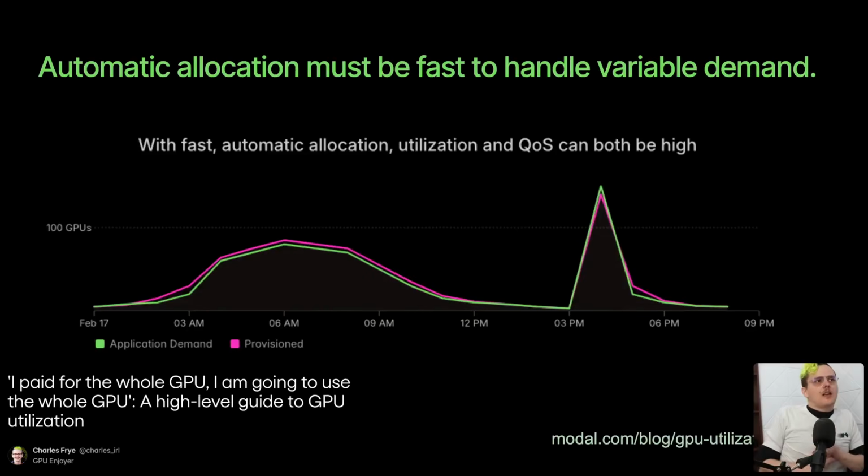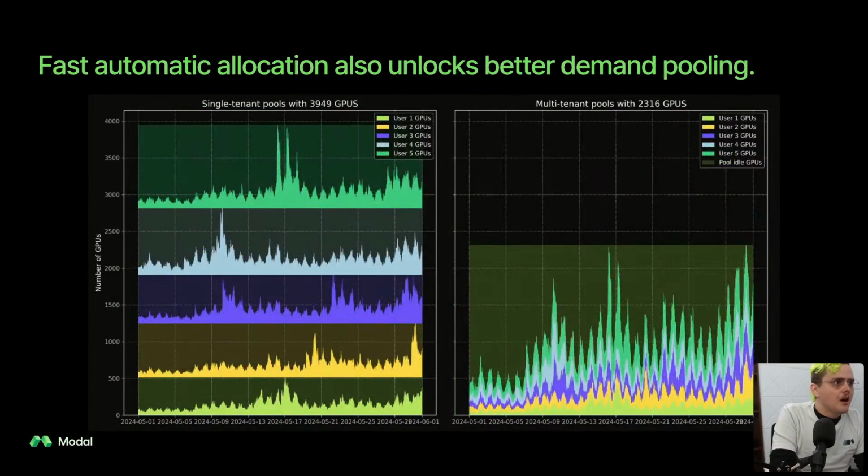Then this automatic allocation, if you can make it fast enough, then you can handle this variable demand, and you can pay for exactly the amount you need and hit both your slower variations in demand and your peaks. If you could spin up new instances of your application really quickly, then you can spin them down as soon as they're not needed, because you know that you can spin up a new replica when you want. So it's one of the key goals with Modal.